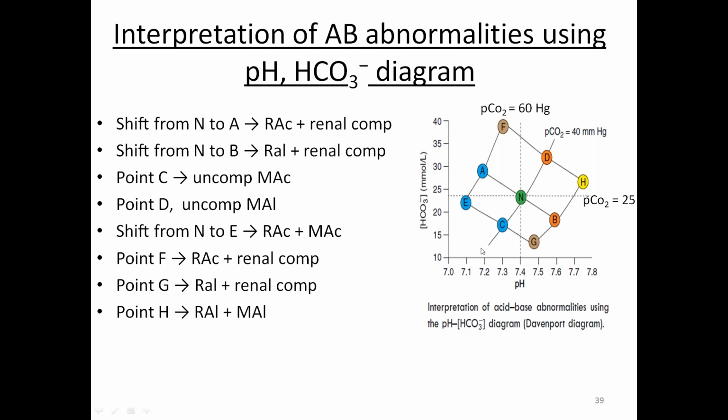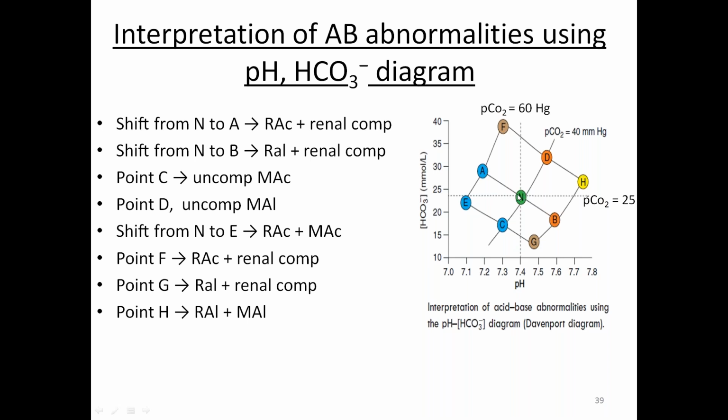Look at the shift from N to E. What is happening here? So here, pH is decreasing. Definitely we know it is acidosis. Okay. And now let's look at bicarb levels. So bicarb levels are, let's say 23. Okay. So it's less than 24. So it is taking it to acidosis. Yes. So metabolic acidosis we can see.